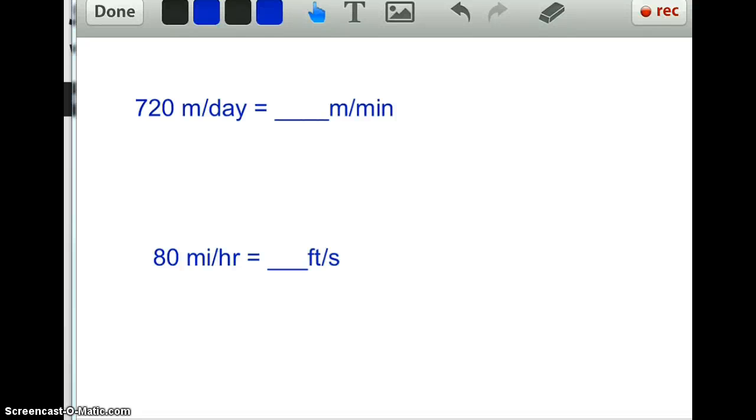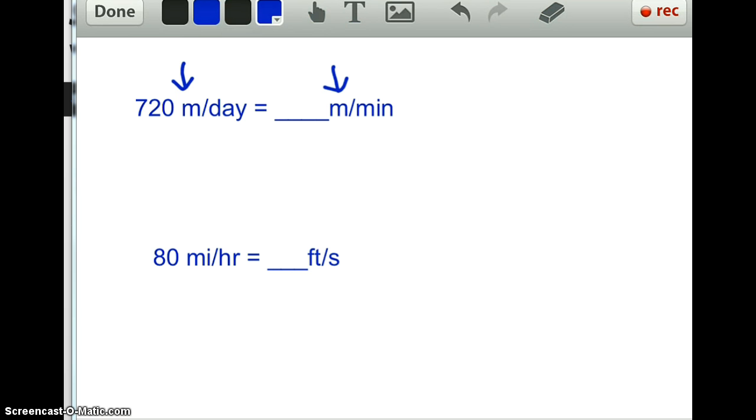Hi, so today we were working on taking some rates and just reorganizing them to look a little bit different. So this one says 720 meters per day, and I've got to make that into meters per minute. Now this one isn't super bad because I just have to say, okay, meters to meters. I'm always going to look at the first thing first. So meters to meters, I don't have to make any changes there, which is super nice.